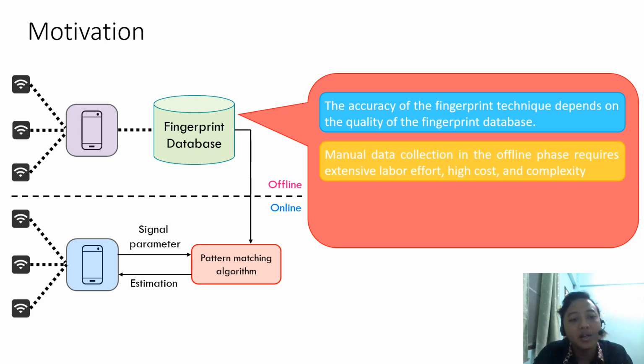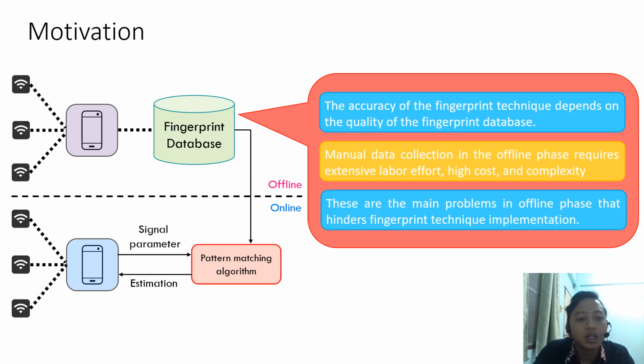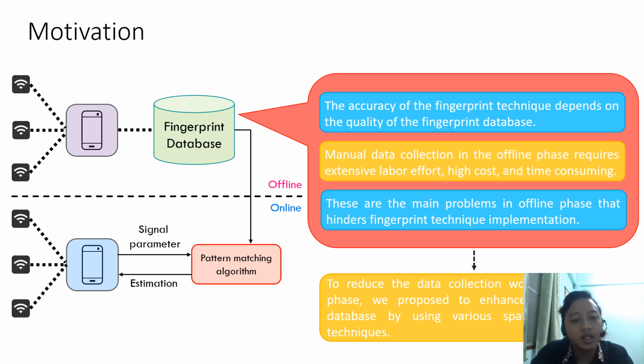However, manual data collection in the offline phase requires high effort, such as extensive labor, high cost, and high time consumption. These are the main problems in the offline phase that hinder fingerprint technique implementation. Thus, we propose to enhance the fingerprint database by using various spatial interpolation techniques to reduce the data collection work in the offline phase but still get a high density fingerprint database.